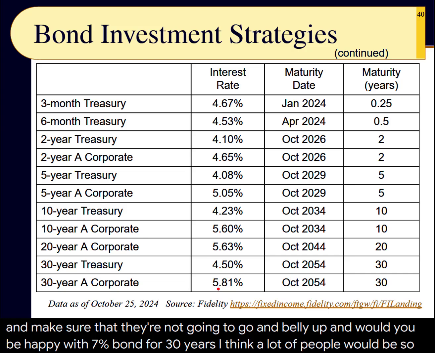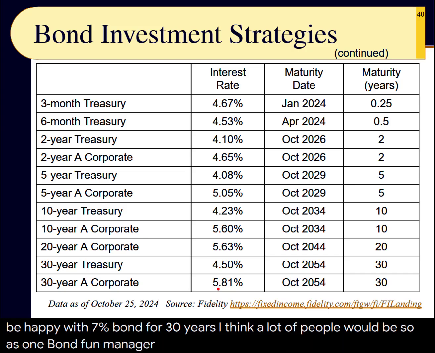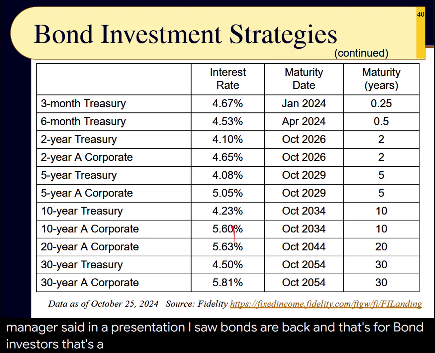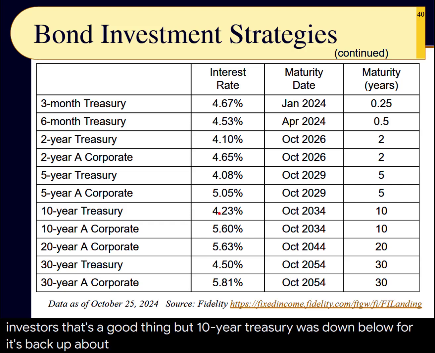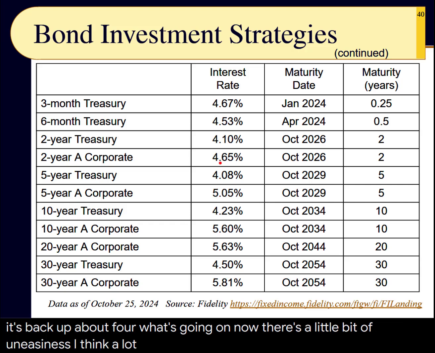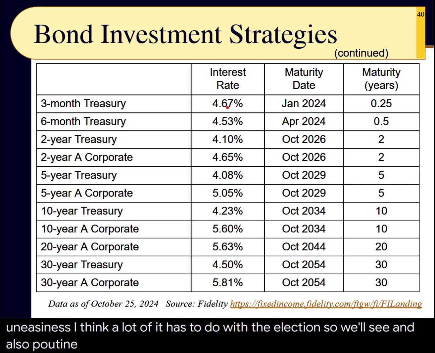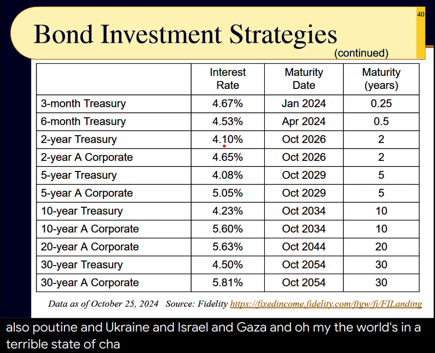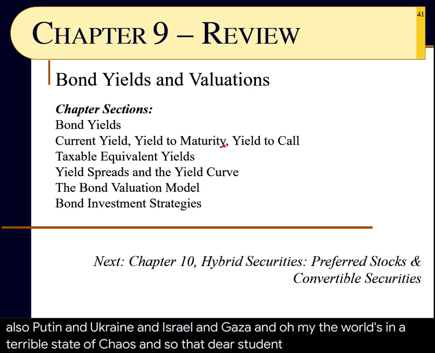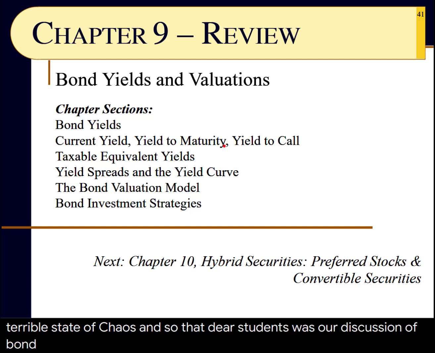So as one bond fund manager said in a presentation I saw, bonds are back. And for bond investors, that's a good thing. The 10-year Treasury was down below 4. It's back up to about 4. What's going on now? There's a little bit of uneasiness. I think a lot of it has to do with the election, so we'll see. And also Putin and Ukraine and Israel and Gaza, and the world's in a terrible state of chaos. And so that, dear students, was our discussion of bonds. Boring bonds, stodgy bonds, reliable bonds, yes.